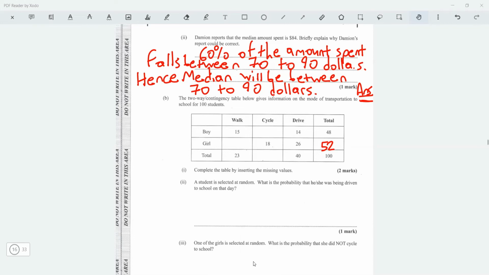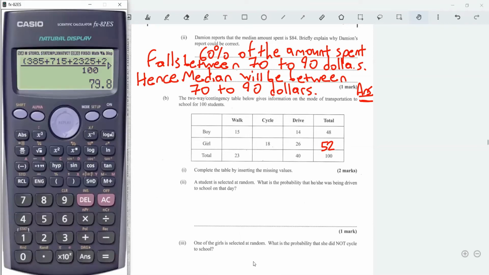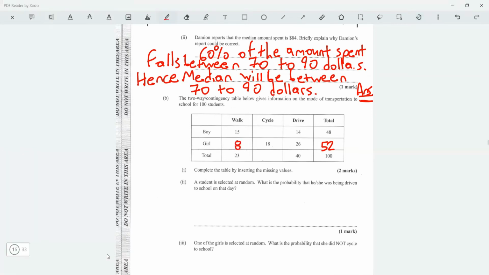the table by saying, if the total amount of girls is 52, then 52 minus 18 plus 26 will give us how many girls are walking. So there are 8 girls walking. Or some people might say, X plus 15 boys walking is 23, so X had to be 8.